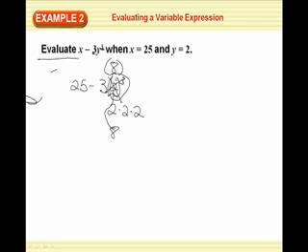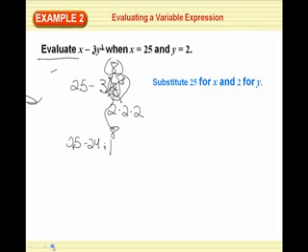So it's 3 times 8, which is 24. So I get 25 minus 24, which is 1. So let's see how, and these can be kind of tricky, so here they substituted.